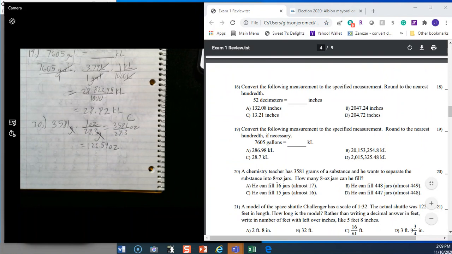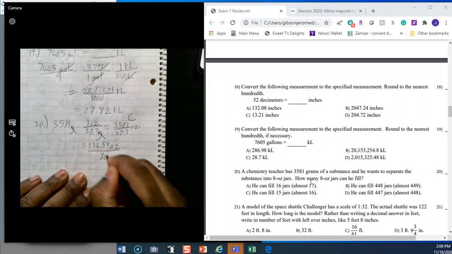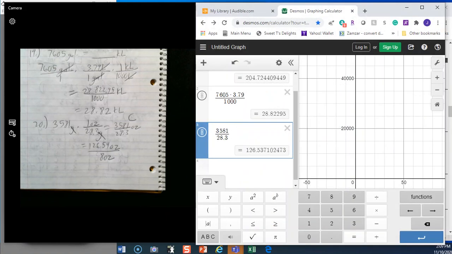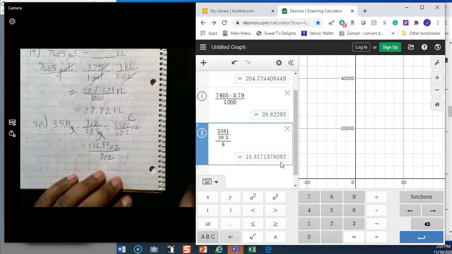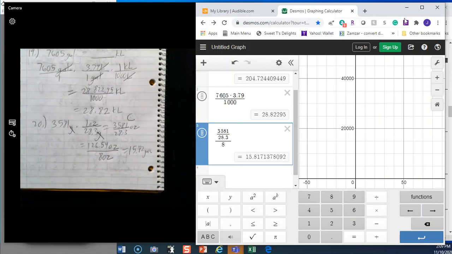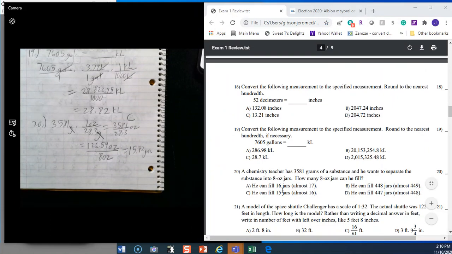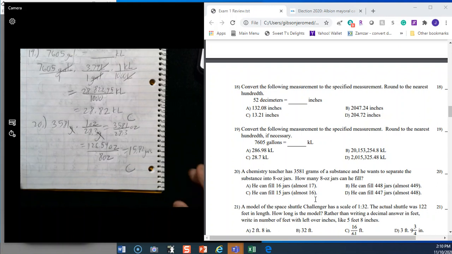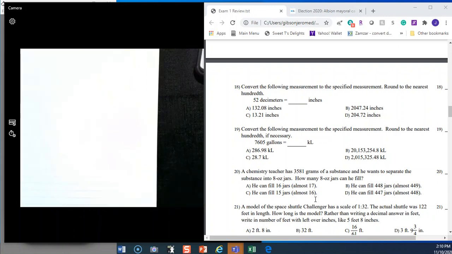But remember, we're trying to find out how many 8-ounce jars we could fill up. So now we would take this and divide it by 8 ounces to see how many jars we could fill up. So we would take our calculator and we would divide this by 8. And that would give us 15.82 jars. So we will go back here, and we know 15.82 jars would be almost 16. So it'd be C. All right. Now we move on.